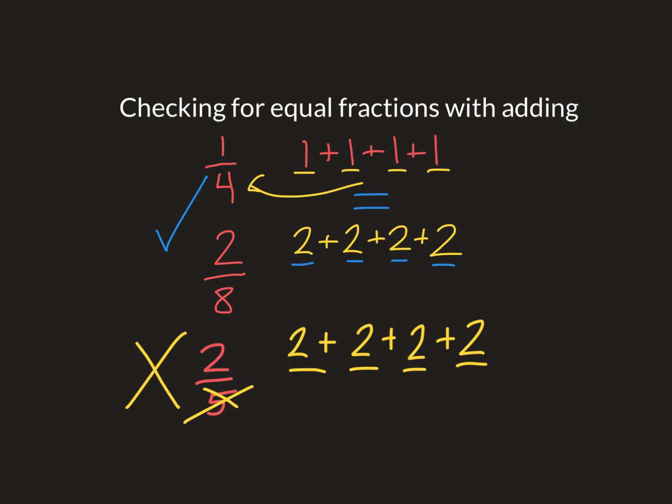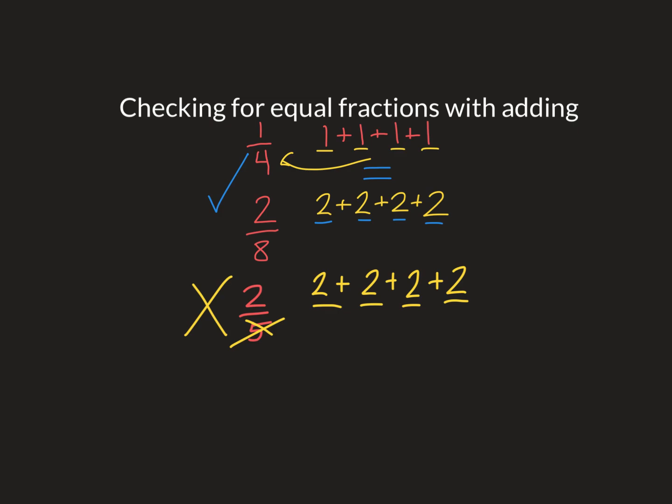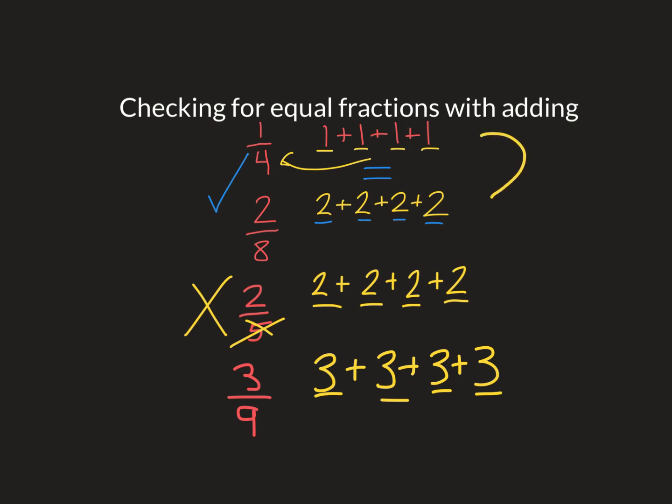Let's try one more. Let's try 3/9. 3 plus 3 plus 3 plus 3. Remember, we're skip counting 4 times to match our first two. And that does not equal 9. It equals 12. So 3/9 is not equal.